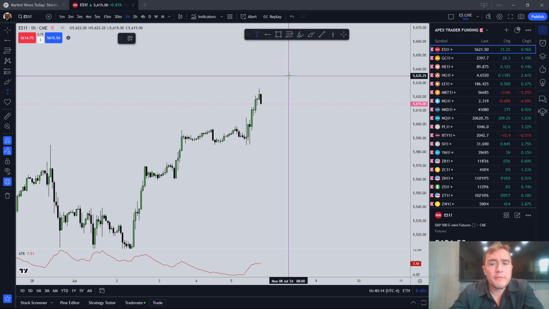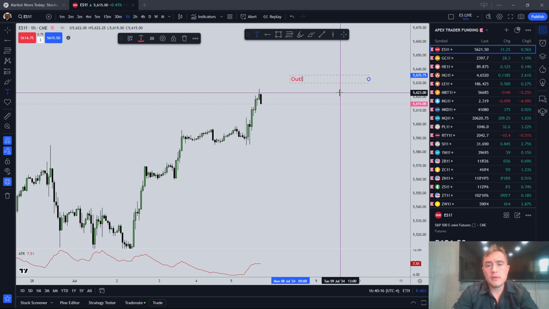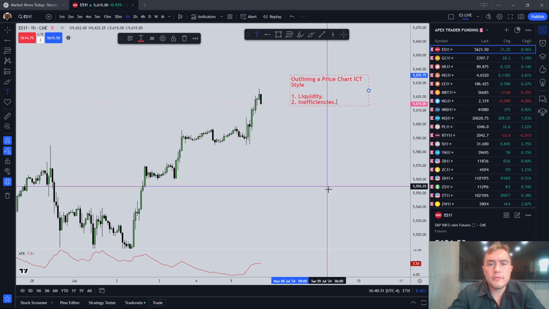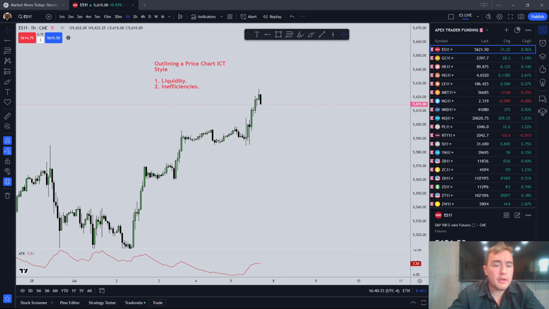All right, guys, so what I'm going to first do is outline a price chart ICT style. Okay, so number one, liquidity, and number two, inefficiencies. Whenever you are trading using the ICT style method or his method of analysis, there are two primary ingredients that go into the puzzle, and those are liquidity and inefficiency.